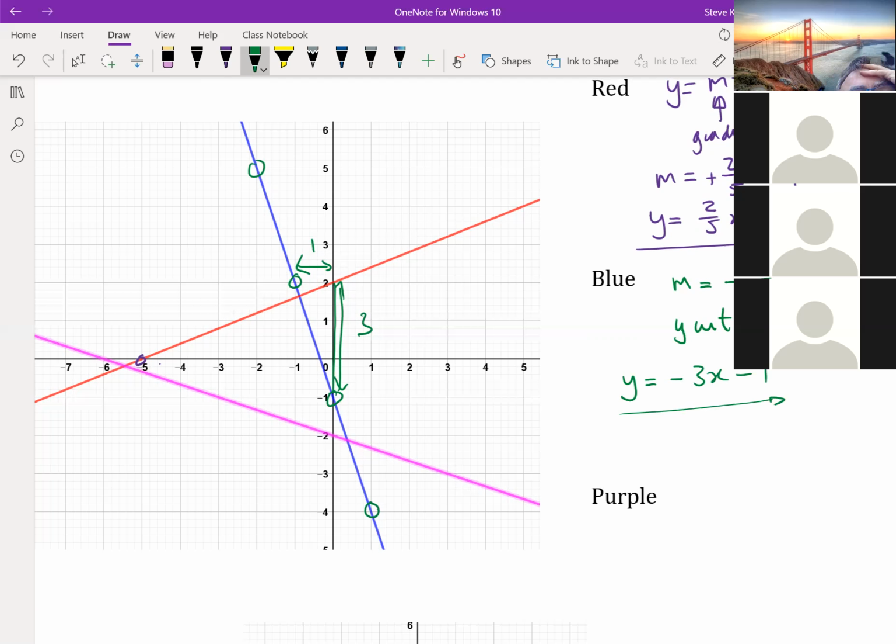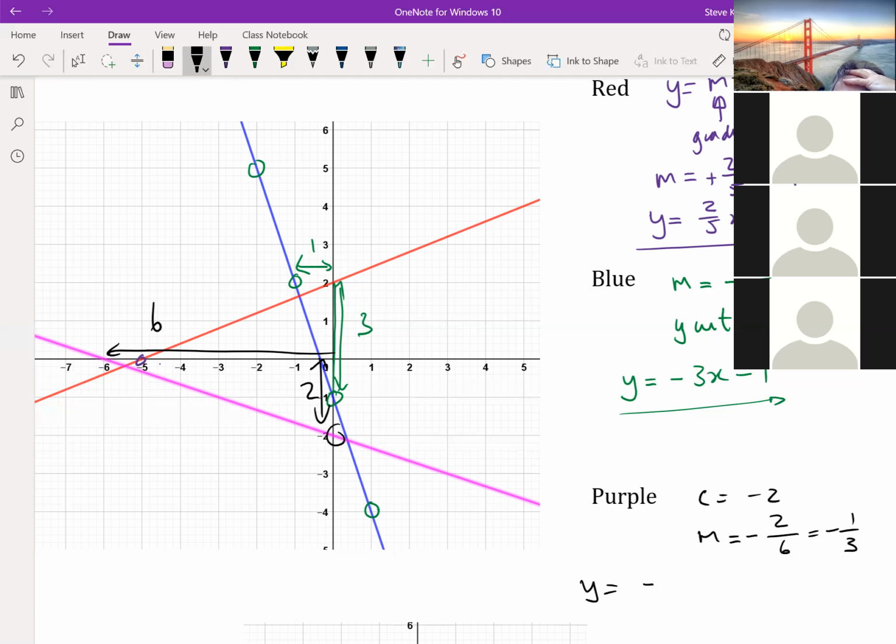The last one, hopefully this is all making sense to you. The last one, c is at minus 2. You can see it over there. My gradient m is a rise of 2 and a run of 6. So it's going to be 2 over 6. And it's negative, so I've got to make the whole thing negative. 2 over 6 is going to be the same as minus 1 over 3. And so my equation reads y is equal to minus 1/3 x minus 2.